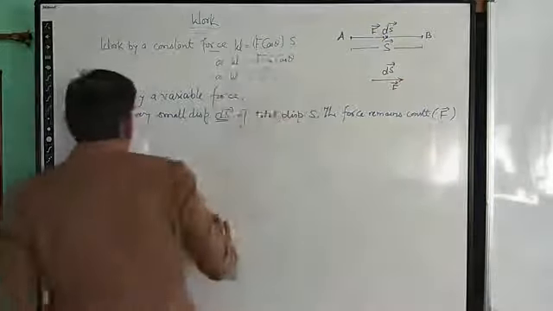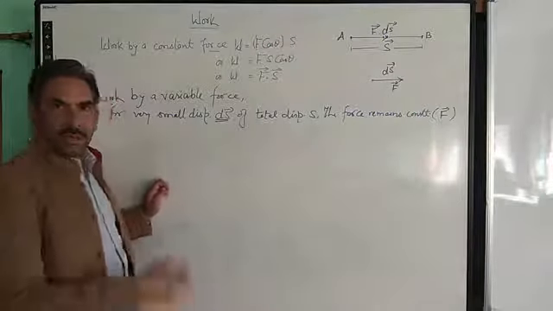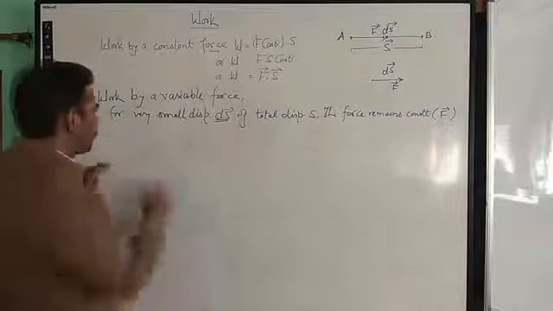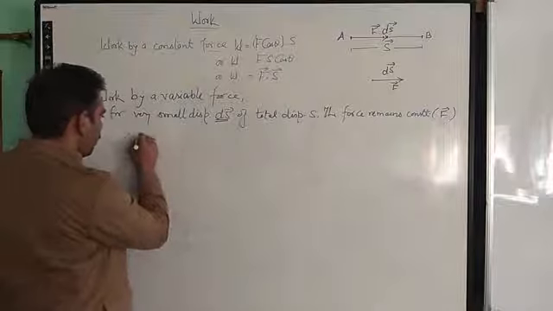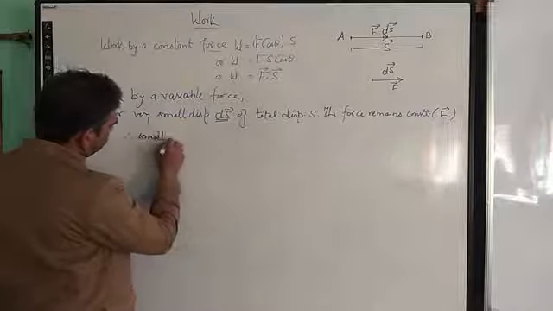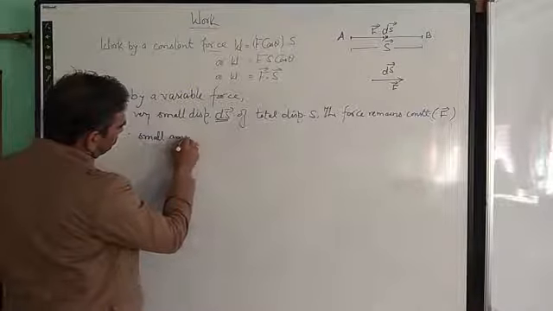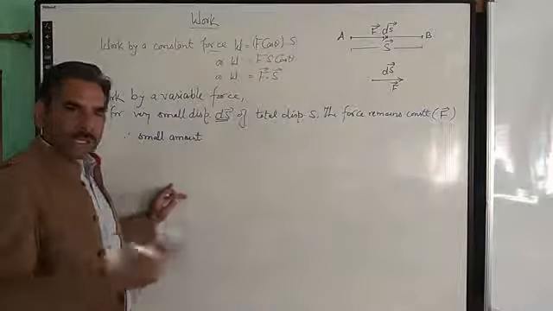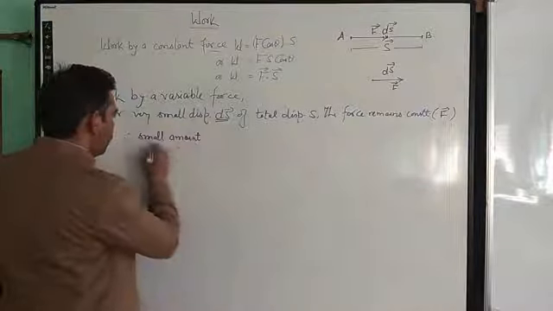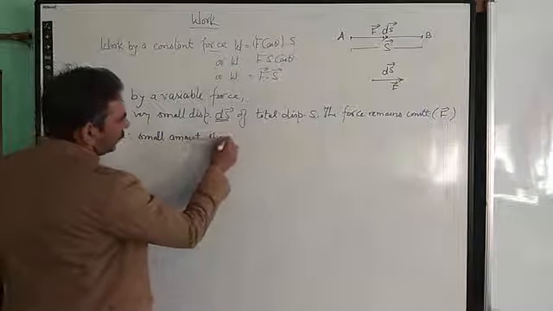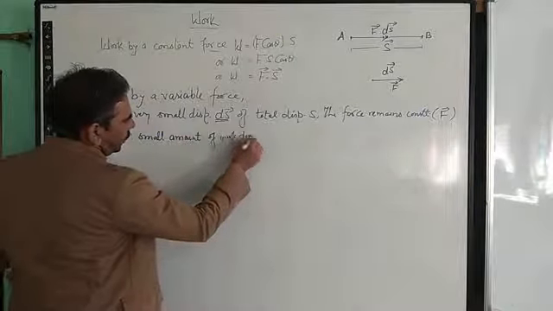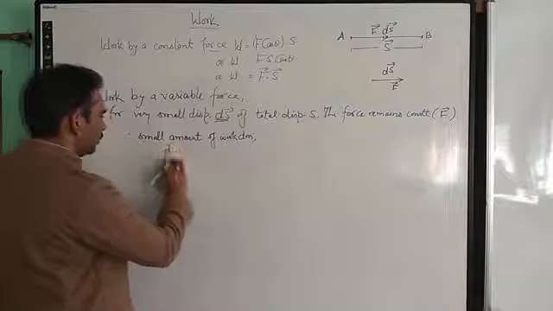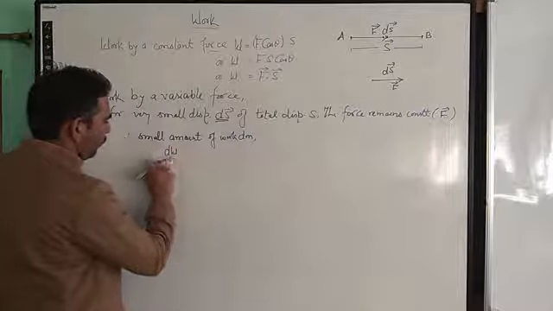In that case, we can write the formula for the work done for this small displacement ds by the force F. Therefore, we call it a small amount of work done because the displacement is small. Small amount of work done is dW.